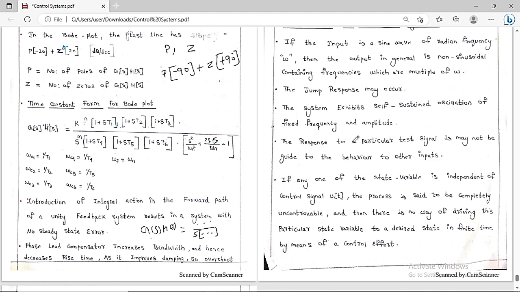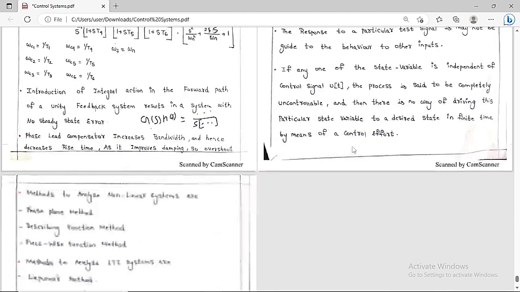Even if any one of the state variables is not under control of the input signal, then it is said to be an uncontrollable system. So this point you always have to keep in your mind.